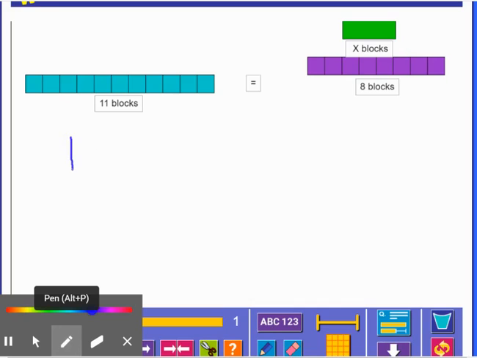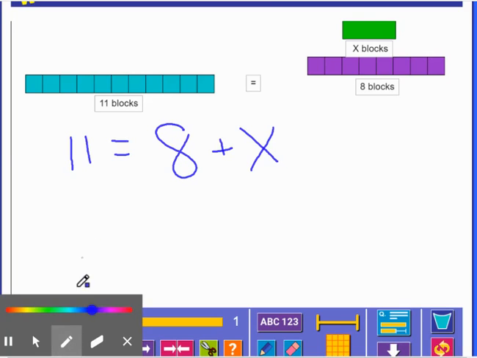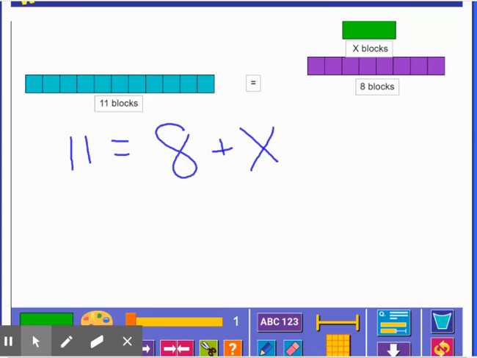Right here on one side, I have 11, and that is going to equal 8 plus something, 8 plus x. So here we have our equation, 11 equals 8 plus x. That tells me that something plus 8 is going to equal 11.